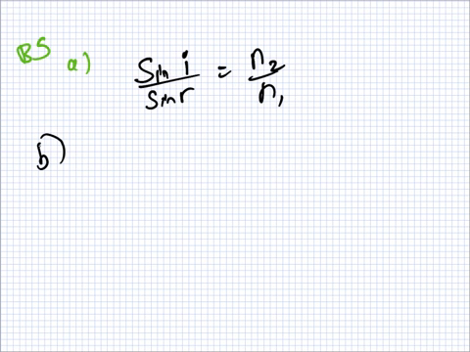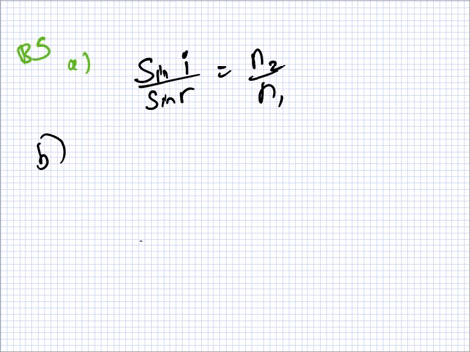What's the i? The angle of incidence, which is an angle with the normal. The normal is perpendicular to the boundary between the mediums. And r is the refracted angle, also measured to the normal. The n1 is the refractive index for the first medium, and n2 the refractive index for the second medium. Make sure you state that in the exam.